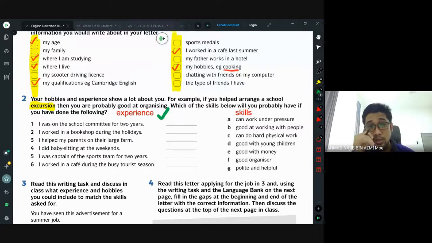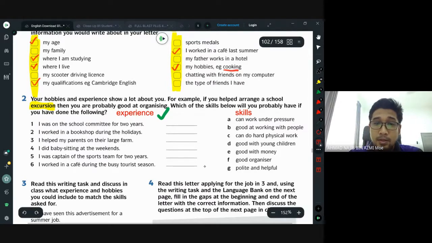Okay, so let's talk about your experience and how it relates to the skills that you may have. Number one, for example, I was on the school committee for 2 years. So if you have this experience, what skills do you think this person will have being in the school committee for 2 years? Do you think this person can work under pressure?